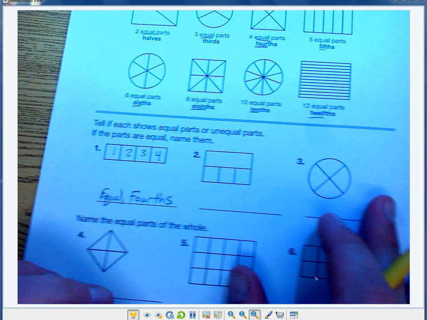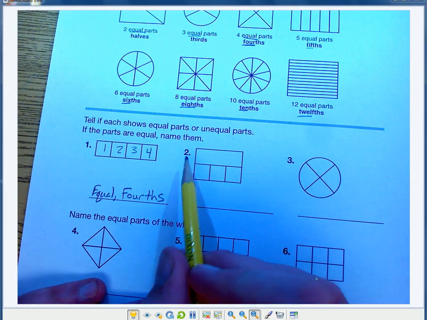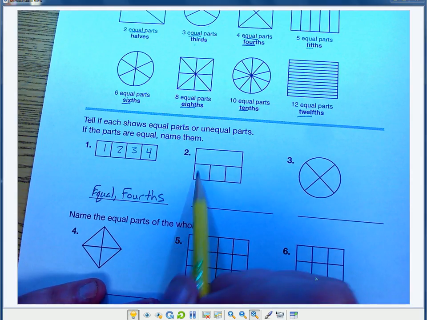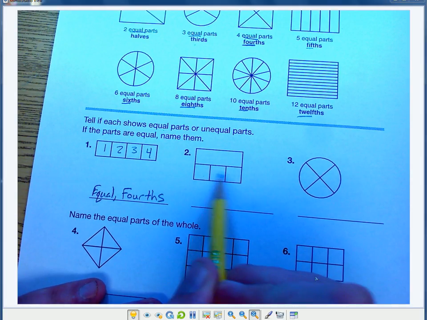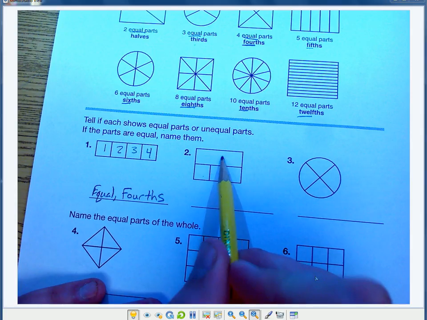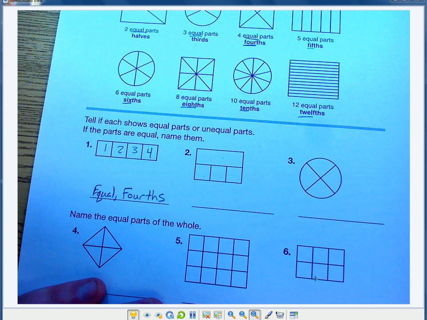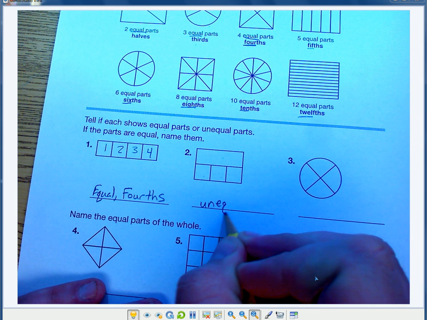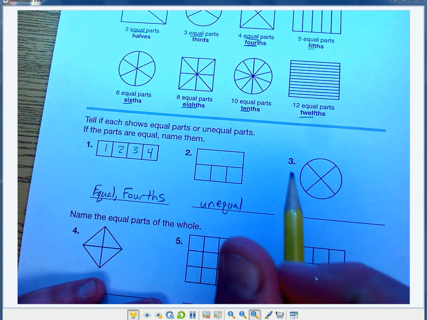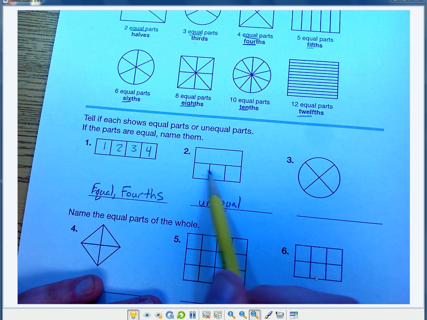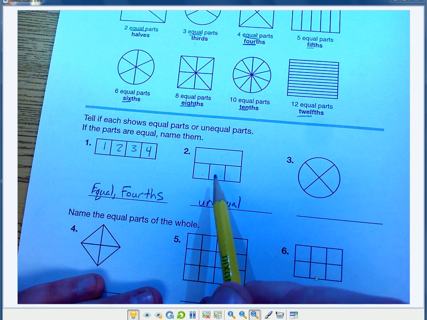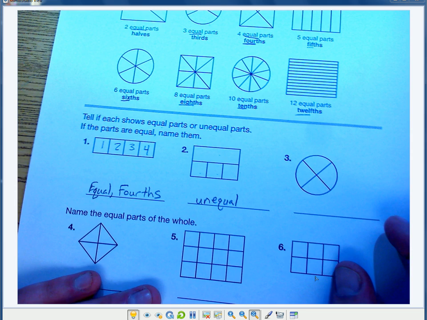If I look to number 2, I can look at this and automatically I know that it's not equal because these 3 are all the same, but this one is not the same size as these 3 regions. So I'm just going to write unequal for that. A big concept that we're going to learn in this unit is that if they are not equal, even though there are 4 sections here, we cannot call that fourths.